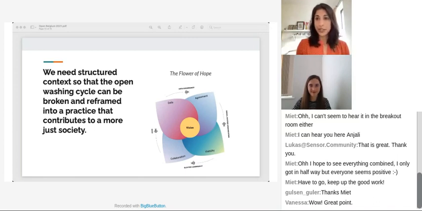Gulshan, is there anything else you want to add to this flower of hope? I think I picked up where you left off. And yes, I'm so sorry, I dropped out.